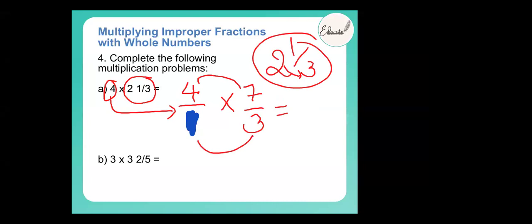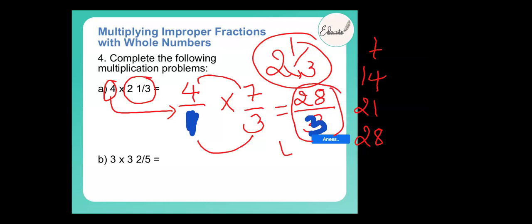What is 7 into 4? 7 times 1 is 7, 7 times 2 is 14, 7 times 3 is 21, 7 times 4 is 28, correct? Yes, and then 28 over 3. Yes, this is your answer. Very good. Excellent. This is your answer.